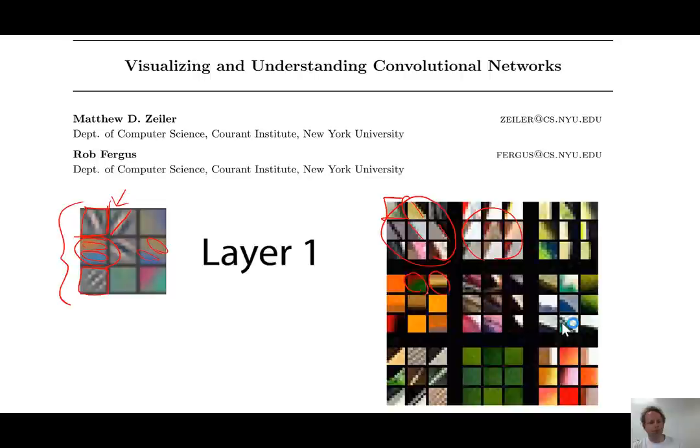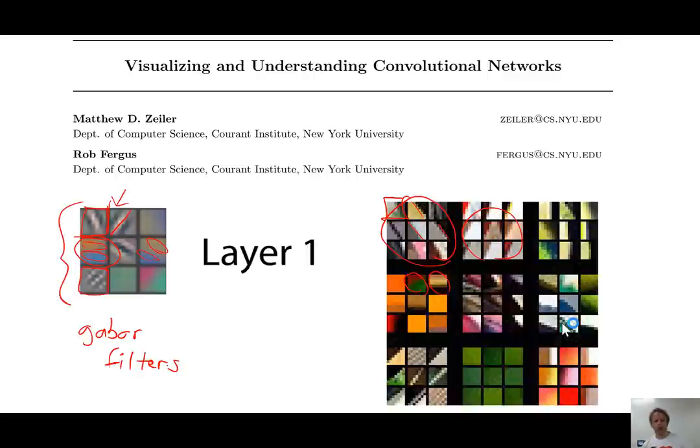So we know the human vision system actually looks for very similar kinds of things. These kinds of things that they look for are called Gabor filters. And if you want to Google for Gabor filters, you can see some examples.